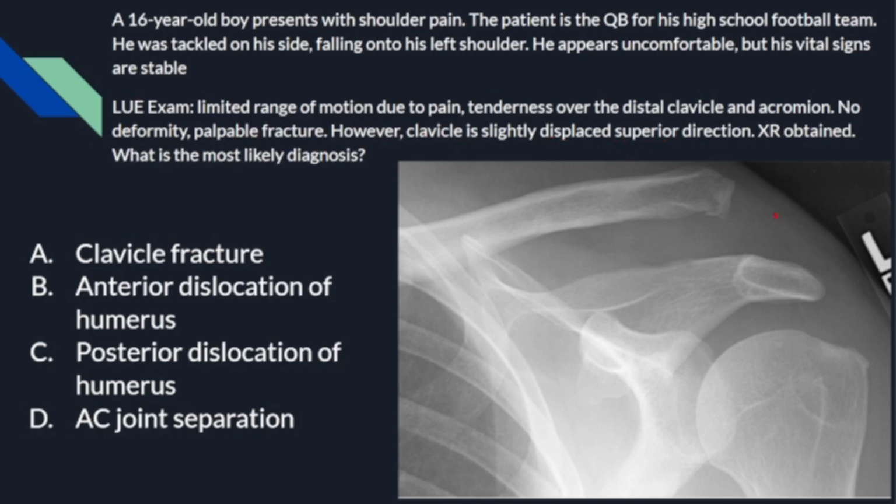An X-ray is obtained and viewed here, and we see the clavicle coming from medial to lateral. Here's the acromion. We see the widening space. And so this patient has an AC joint separation or AC joint dislocation.